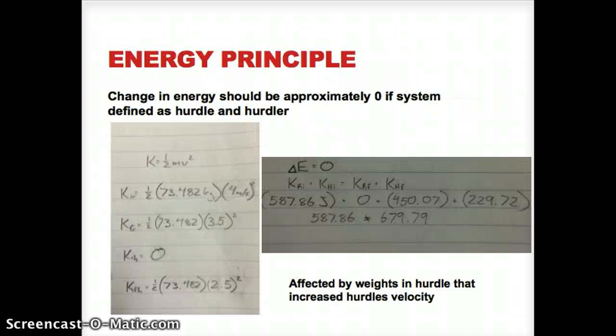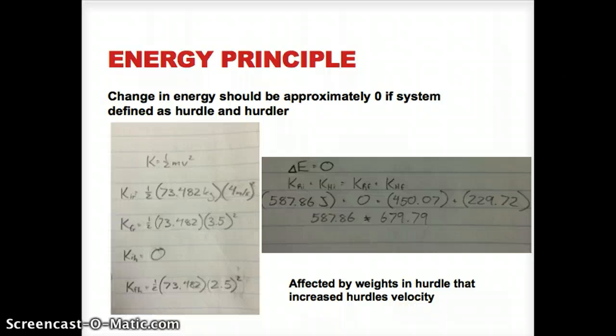So here's the answer to the what-if question. We see that delta E is not equal to 0 in the system of the hurdle versus hurdler, and we have all of the initial and final kinetic energies calculated here, and those are plugged into this equation right here with the kinetic energy of the runner initial plus hurdle initial, and then the kinetic energy of the runner final versus the hurdle final. So we've just got 0 for the hurdle initially because it is at rest, and then after the calculations we see that there was more kinetic energy in the final part than the beginning part. So the final kinetic energy was greater than the initial kinetic energy, which disproves the energy principle for this system.